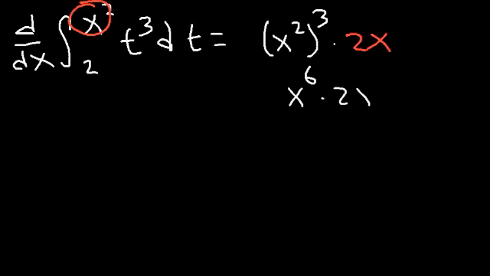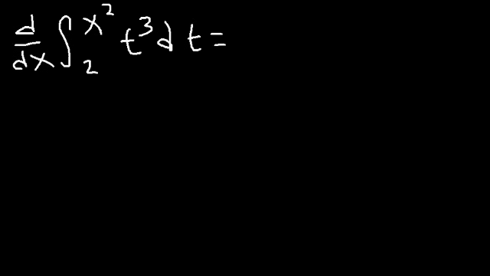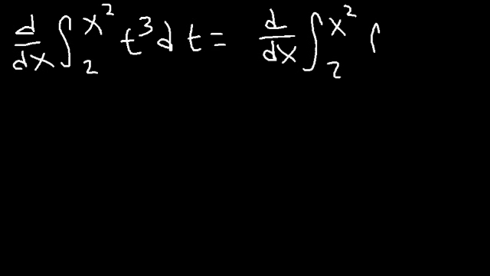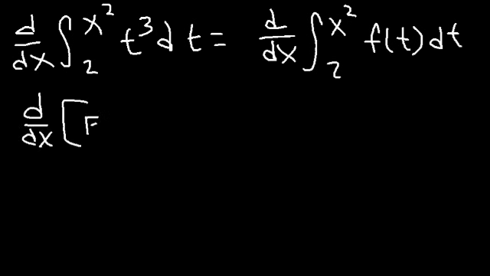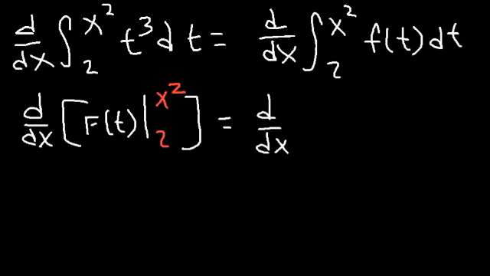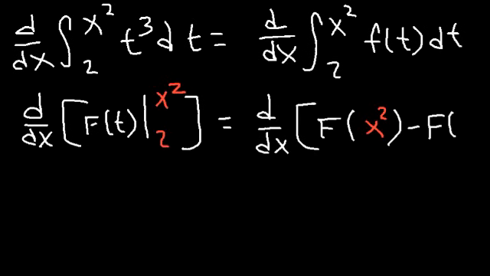But now let's show our work. So let's begin by replacing t to the third with f of t. So this is f of t dt. The antiderivative of lowercase f is capital F. So this is capital F of t evaluated from 2 to x squared. Now this is equal to the derivative. Sometimes you can skip this step. You can go straight to this part. This is equal to the derivative of capital F of x squared, minus capital F of 2.